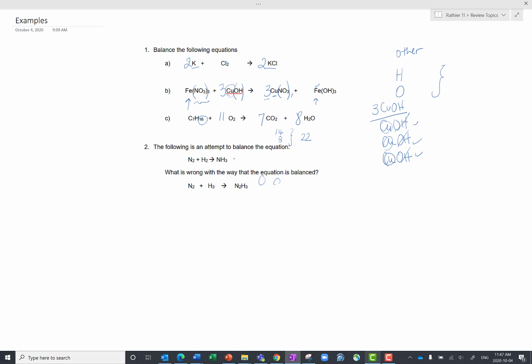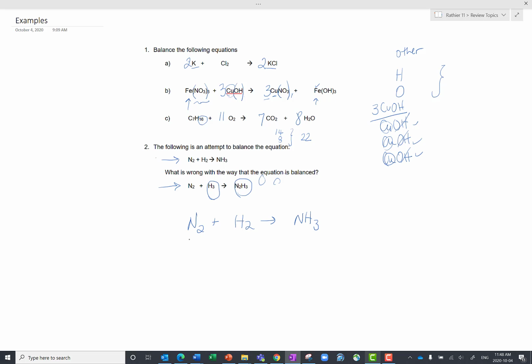In this last question, we're looking at a skeleton equation and then a supposed balanced equation. Okay, so if we look at this, the atoms on the right and the left are the same. But what has gone wrong with this balancing is that they've changed the formulas. So we don't balance by changing the formulas, we balance by adding coefficients in front of the formulas, by changing the ratio in which they will react.